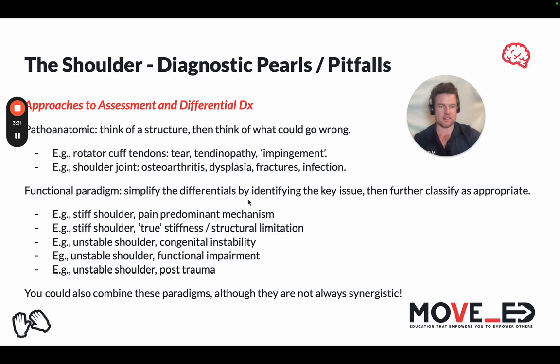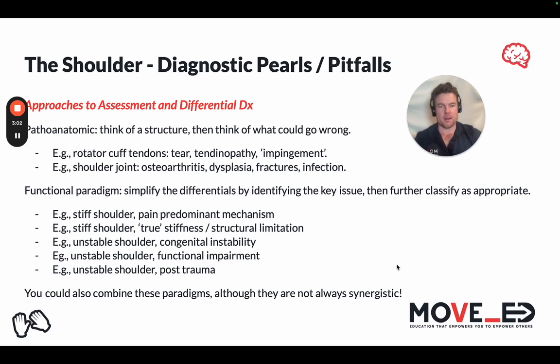So osteoarthritis can affect the joint. There could be dysplastic change, fractures, infections, are all possibilities. Even avascular necrosis of the humeral head is another example. You could also think about the problem a lot more simplistically. And we know based on the literature that there are some major pitfalls if you try to get too specific, because there's lots of red herrings when it comes to medical imaging findings, for example.